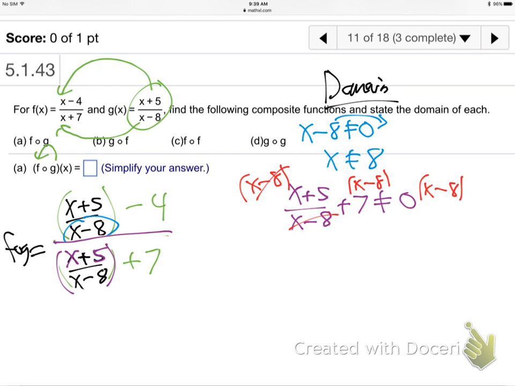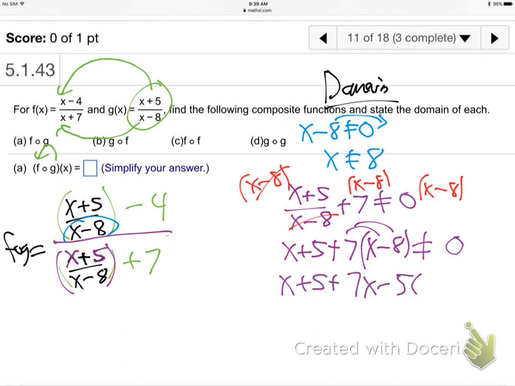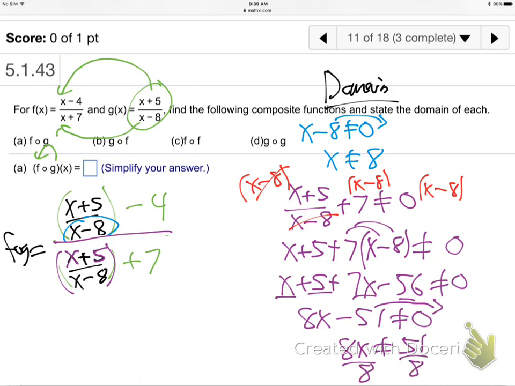Do a lot of that if you go into calculus. So where does that leave us? X plus 5 plus 7 times x minus 8 not equal to 0, because 0 times anything is 0. All right, distribute this. X plus 5 plus 7x minus 56 not equal to 0. Gather like terms. X and 7x is 8x. 5 minus 56 is minus 51. Bump the 51 to the other side. 8x is not equal to 51. Divide by 8. There it is. X cannot be 51/8, and x cannot be 8. There's the domain. We good?